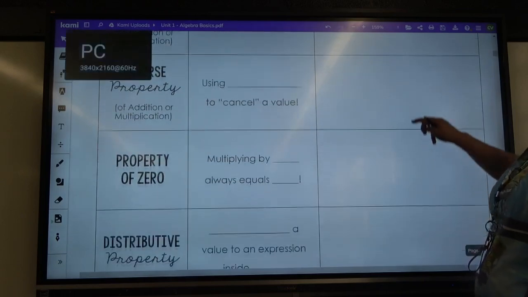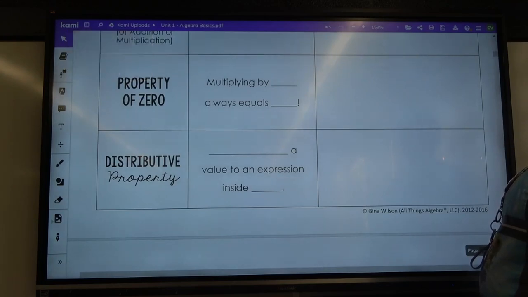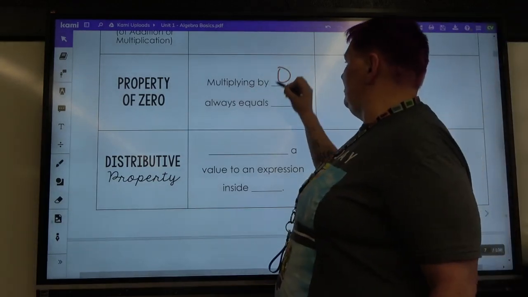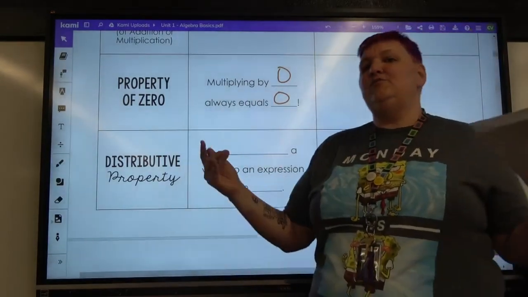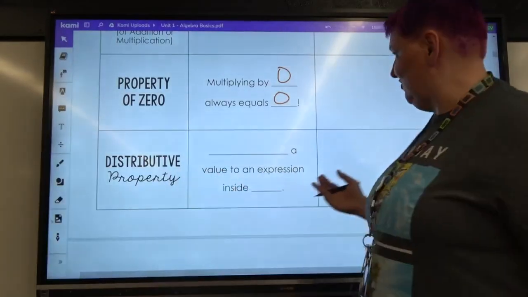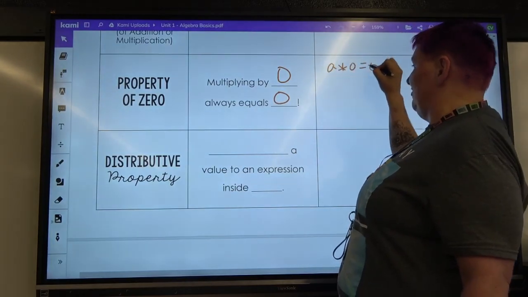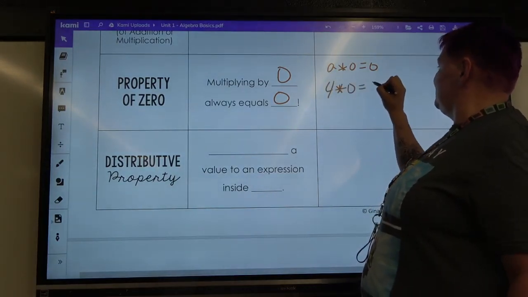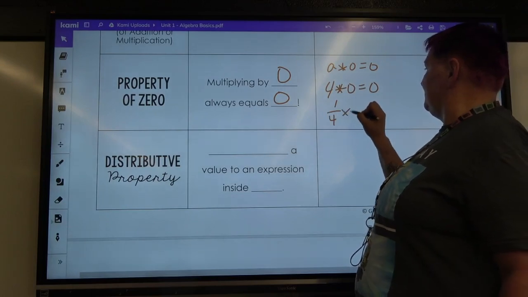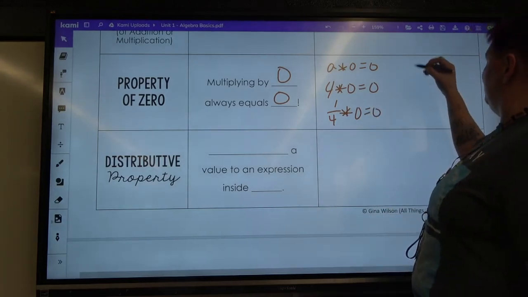All right, property of 0. We all know the property of 0. Multiplying by 0 always equals 0. It doesn't matter what you're multiplying. If you multiply it by 0, the answer is 0. Anything times 0 is 0. 4 times 0 is 0. 1/4 times 0 is 0. Anything times 0 is 0.